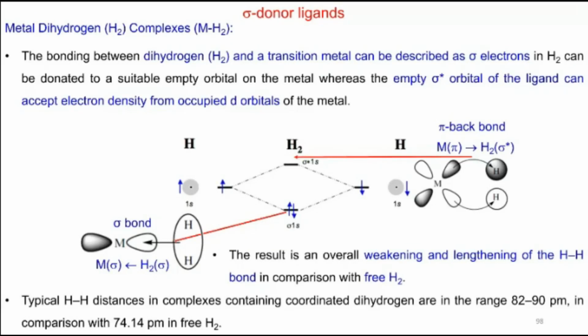Now the question is, if the metal has the tendency to back donate the electron, what could be the status of the metal dihydrogen? Whether it will be stable or it will decompose to metal hydride. Now we are putting the electron in the anti-bonding orbital.